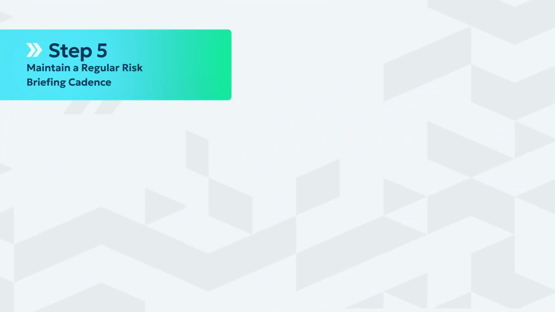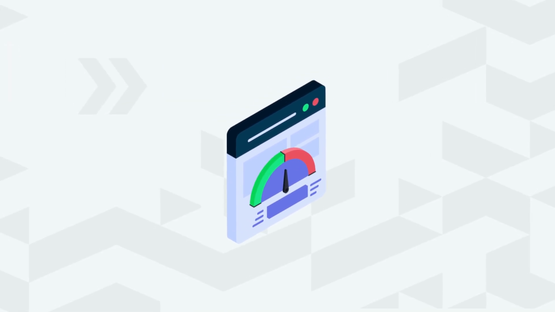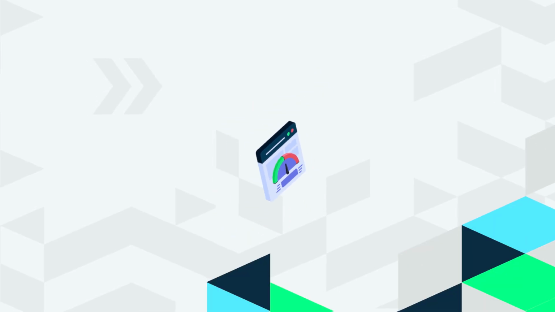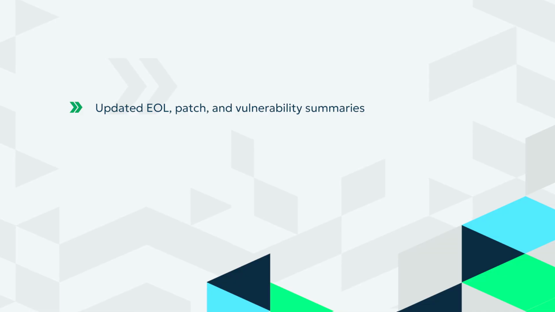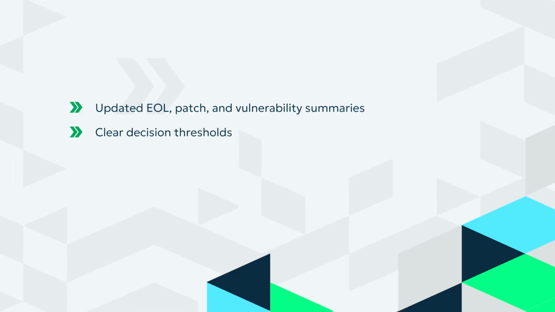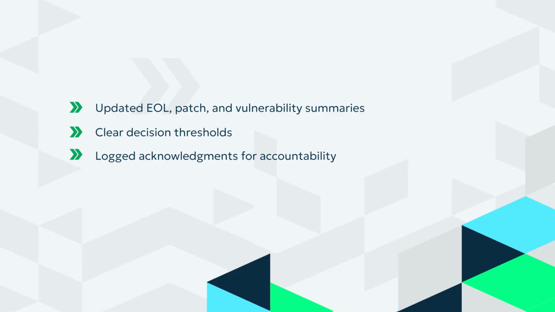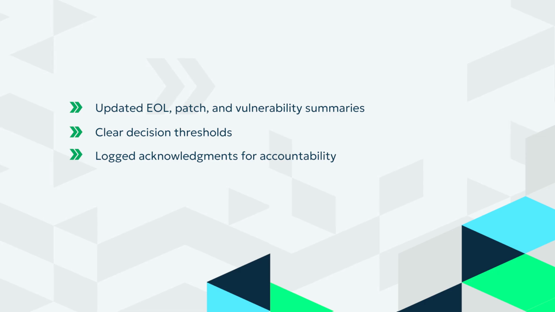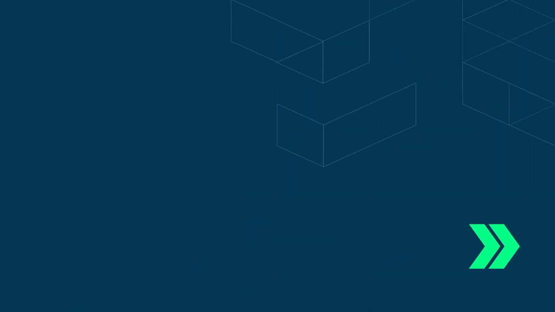Step 5. Maintain a regular risk briefing cadence. Finally, consistency reduces urgency overload. Instead of reacting only to emergencies, establish a predictable risk briefing cadence. Each briefing should include the following: updated EOL, patch, and vulnerability summaries, clear decision thresholds, logged acknowledgments for accountability. Monthly reviews may be necessary for high-risk industries, quarterly reviews may suffice for lower-risk environments, supplemented by immediate alerts for critical exposures.